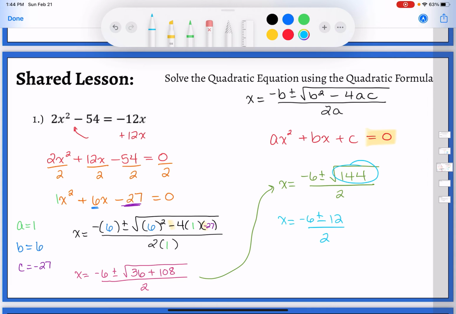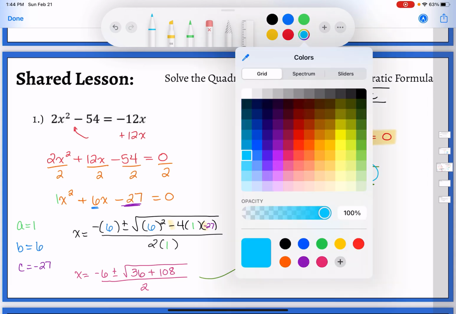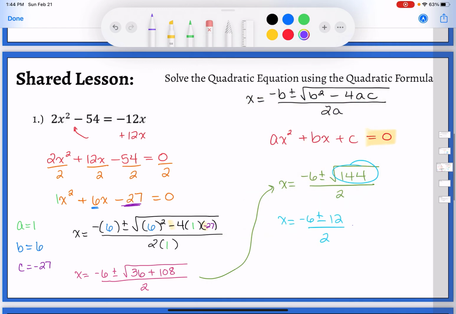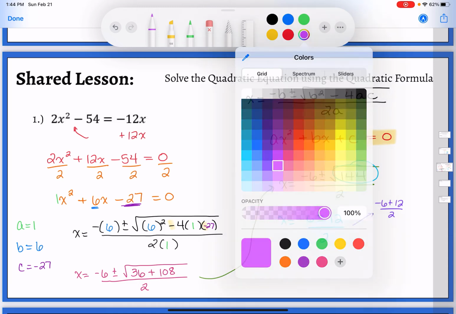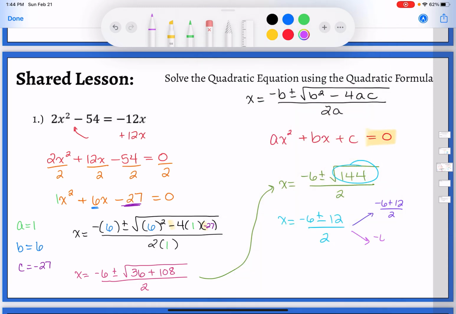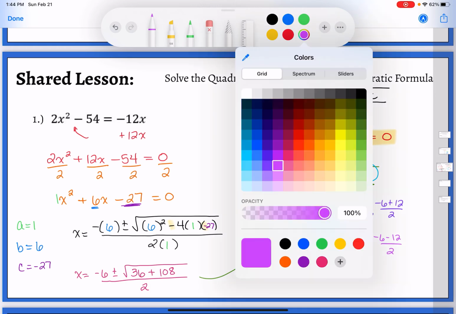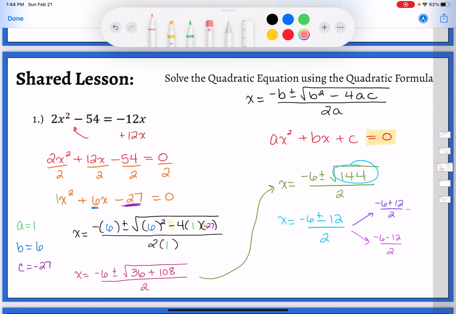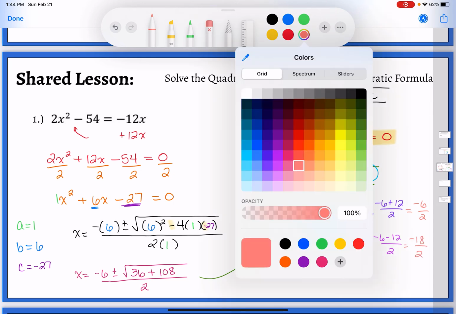And now, since that was a perfect square, this is when I can split it into two separate equations, right? Negative 6 plus 12 over 2, and I can do negative 6 minus 12 over 2. Let's see, negative 6 plus 12 would be 6 over 2. Negative 6 minus 12 equals negative 18 over 2. And then I actually divide. I definitely ran out of space.